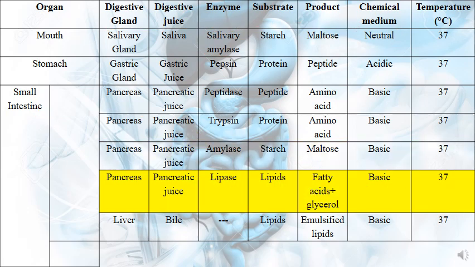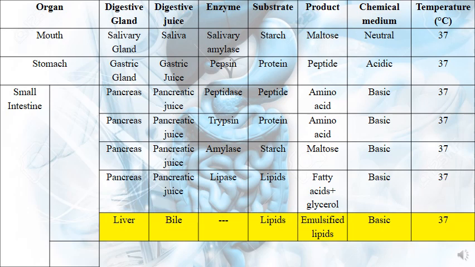Also, the pancreas at the level of the small intestine secretes pancreatic juice. This juice contains another enzyme called lipase, so it ends with the word ase. Lipase works on lipids to give fatty acids and glycerol. So here, lipase digests lipids to give fatty acids and glycerol. The medium is basic and the temperature is 37 degrees Celsius. As you see here, lipase works on lipids. For example, peptidase works on peptides.